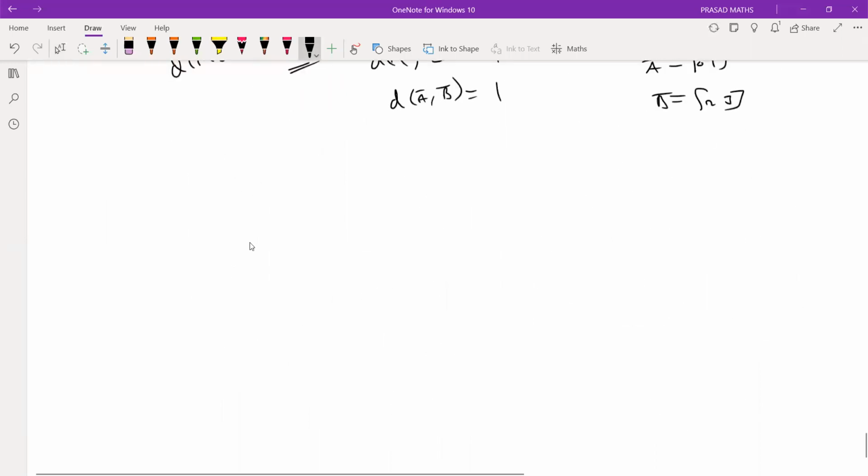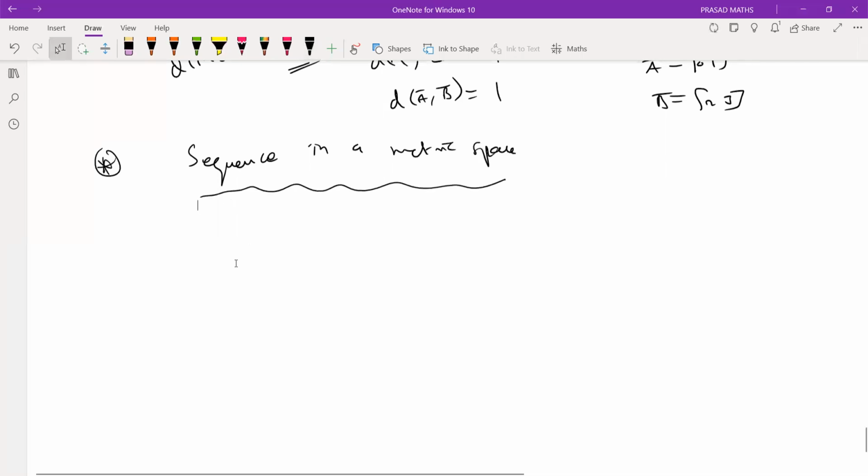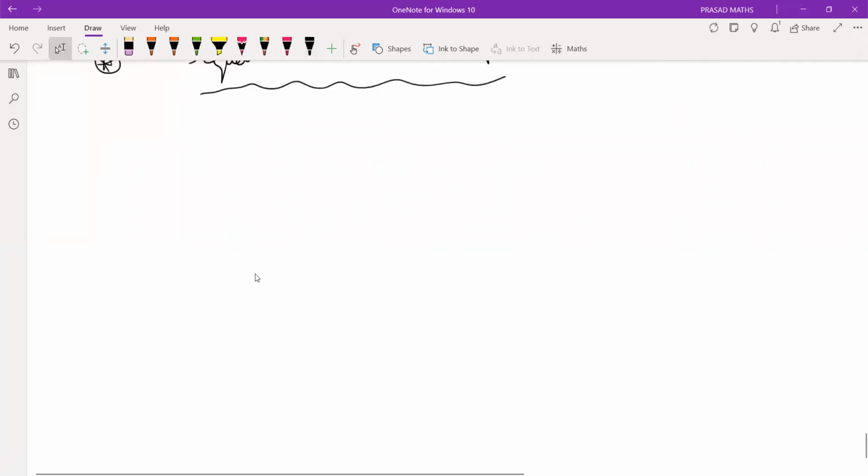Okay. Now, my definition is convergence of a sequence. First of all, a sequence in a metric space. What does it mean by a sequence in real numbers? Sequence is nothing but a function from natural numbers to real numbers. Any function that you take from natural numbers to real numbers is my sequence. Any function that you take from N to R is nothing but a real sequence.